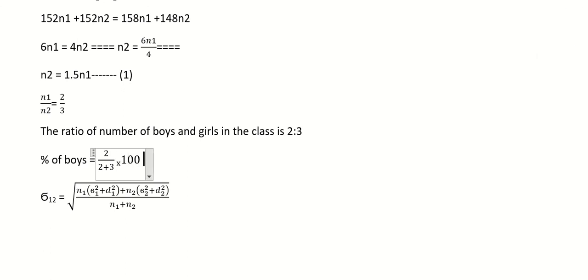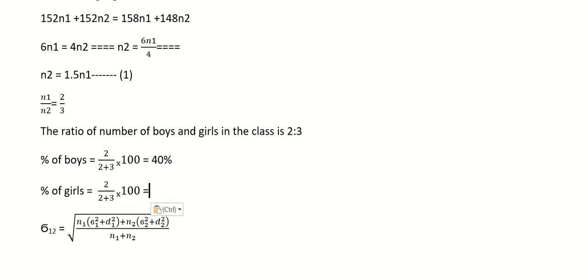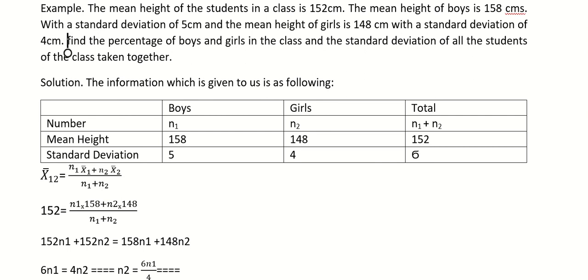So into 100. So this will become 40%, right? And similarly, we will calculate percentage of girls, now the ratio of girls was 3. So I will just apply 3 upon 2 plus 3 into 100. So it will become 60%. So the first part of the question we have solved, where we were supposed to calculate the percentage of boys and girls, right?